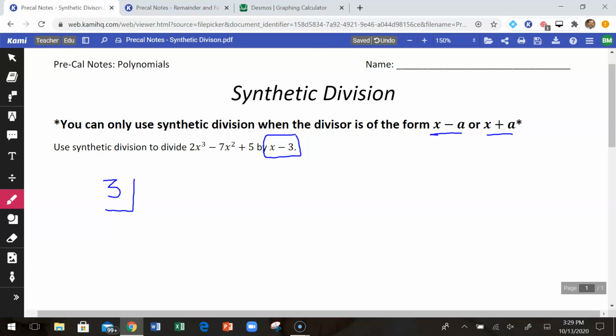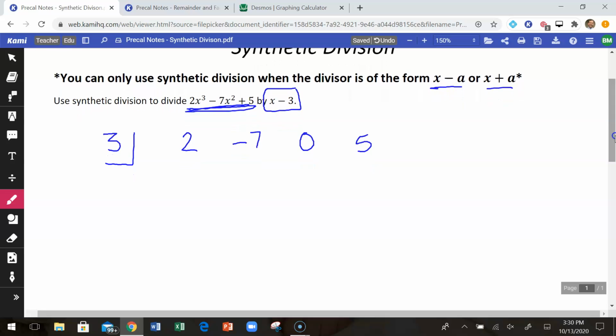Okay? And then I'm going to take the coefficients of what I'm dividing here, and I'm going to write those across the top next to this. So I'm going to have 2, negative 7. Now again, just like long division, you need to be careful here in that if you have a missing term, you need a placeholder. So I've got 2x to the third. I've got negative 7x squared. I do not have an x term, so I'm going to put in a 0 here to represent a spot for my x term. And then I'm going to put 5. Okay, so that's my cubic term, my squared term, the linear term, and the constant term. All of those coefficients across the top.